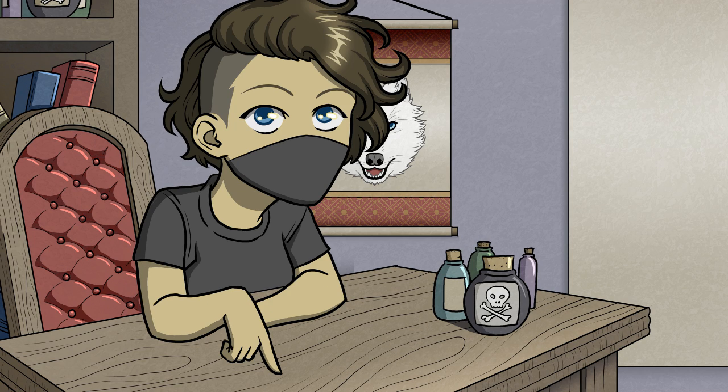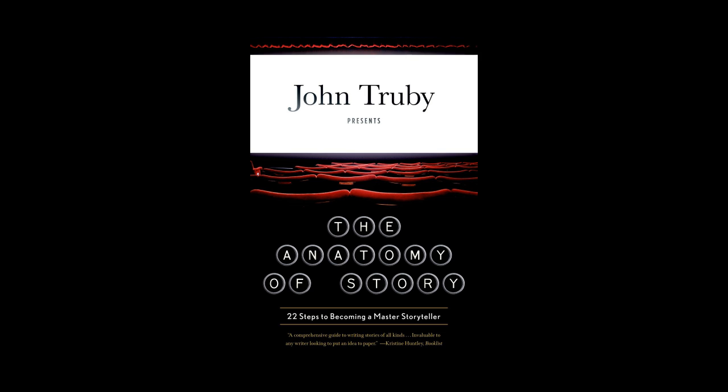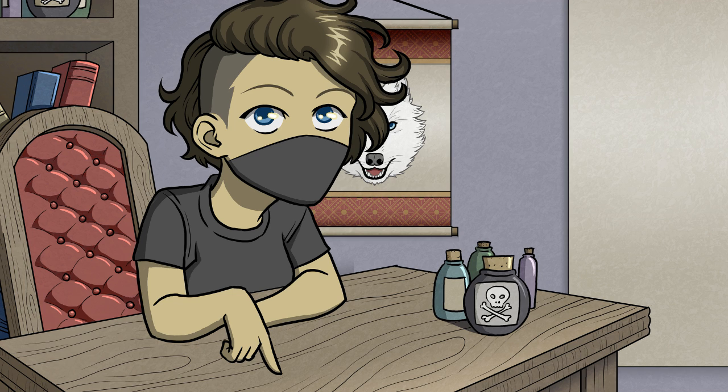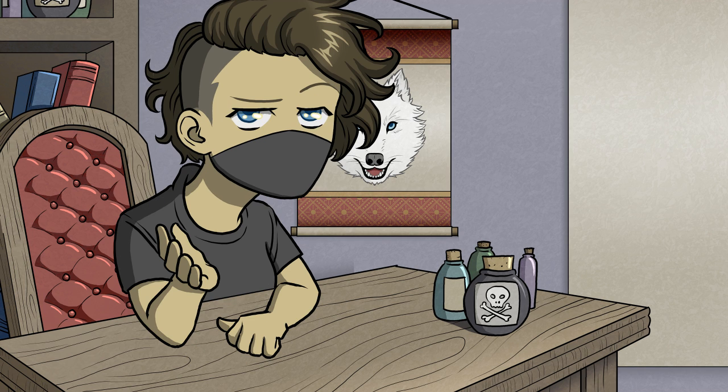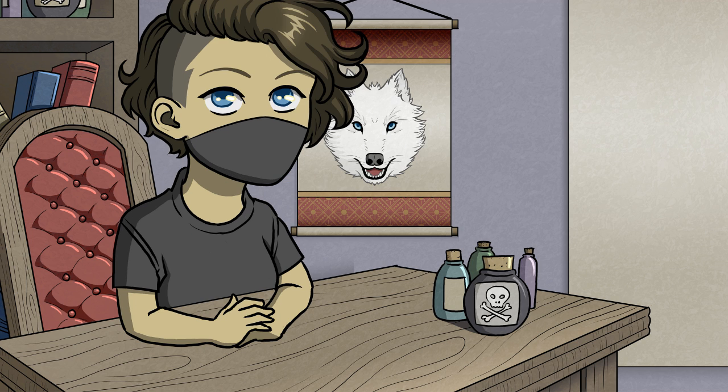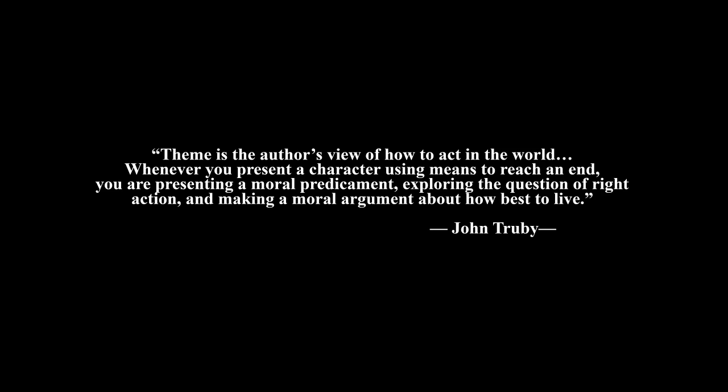This is similar to how John Truby, author of The Anatomy of Story, defines theme in fiction, the only key difference here being that theme in fiction should be a moral statement. Truby calls this a moral argument. Theme, Truby says, is the author's view of how to act in the world. Whenever you present a character using means to reach an end, you are presenting a moral predicament, exploring the question of right action, and making a moral argument about how best to live.